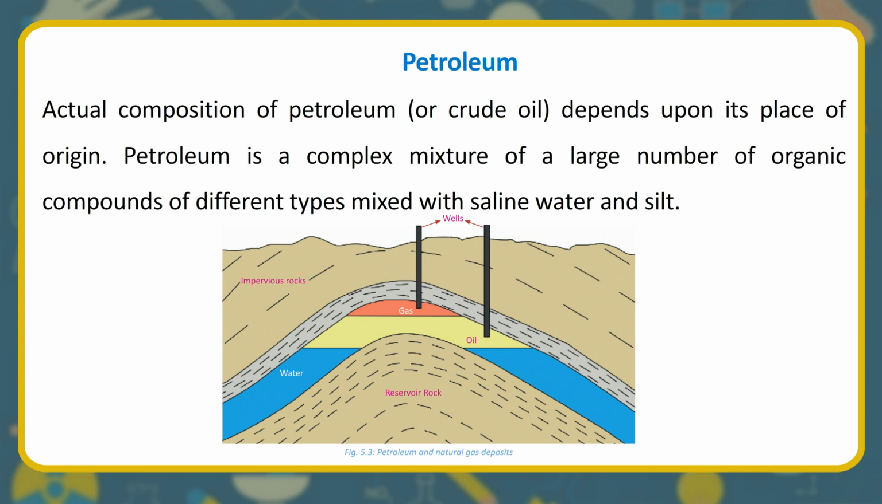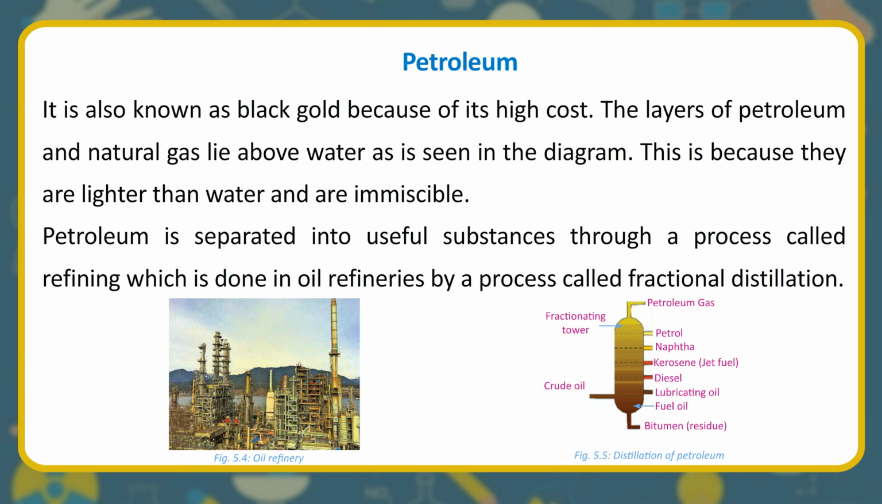Petroleum is a complex mixture of a large number of organic compounds of different types mixed with saline water and silt. It is also known as black gold because of its high cost. The layers of petroleum and natural gas lie above water as is seen in the diagram. This is because they are lighter than water and are immiscible.